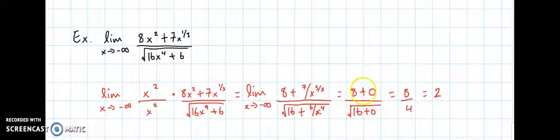In this case, we get 8 plus 0 over the square root of 16 plus 0, which is also equal to 8 over 4. And therefore, the limit of 8x squared plus 7x to the power of 1 over 3 divided by the square root of 16x to the power of 4 plus 6 as x approaches negative infinity is 2. And that summarizes the limits at infinity.